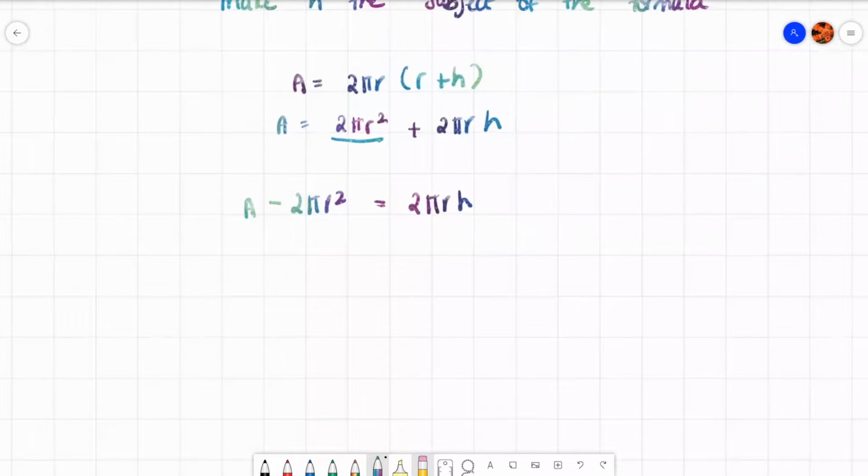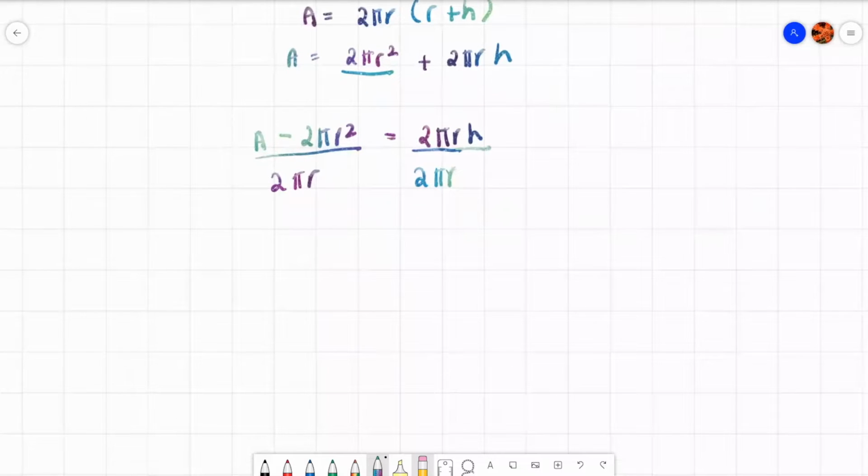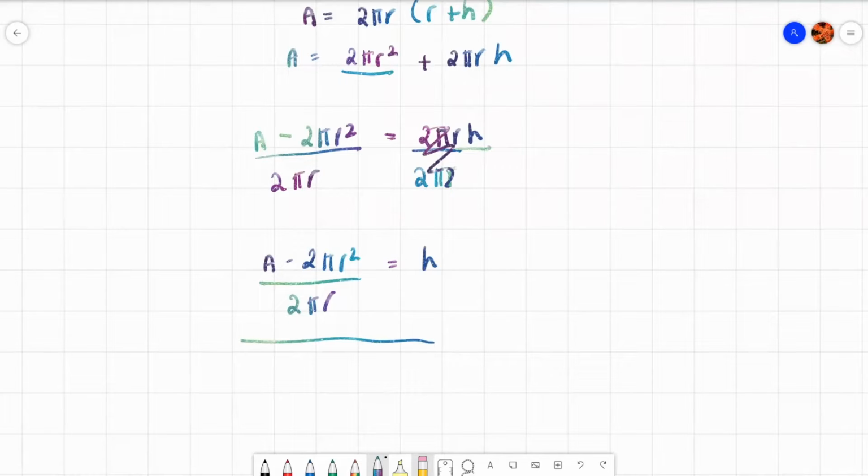Now I just want h, so I need to get rid of a 2 pi r by dividing, because that means 2 times pi times radius. So to get rid of a times by 2 times pi times r, I need to divide this by 2 pi r, and I'm left with, well, this side is a minus 2 pi radius squared divided by 2 pi r, and obviously that cancels, so I'm just left with h, and that is my answer.